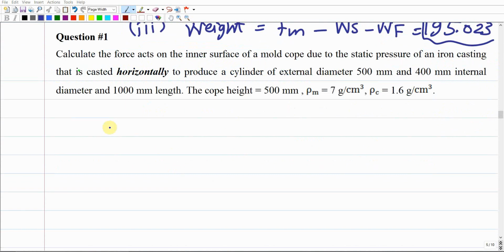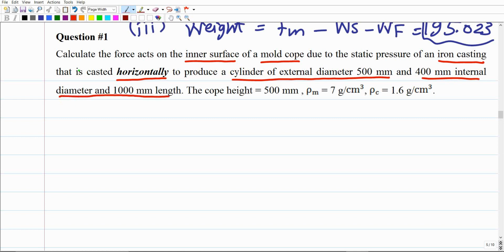So let us move to question number 1 in exercise sheet 4, also on the buoyancy force. It is required to calculate the force acting on the inner surface of a mold cube. So the force acting on the inner surface of the mold cube, or the force acting on the cube, is the buoyancy force. Make sense? Due to the static pressure of an iron casting, the casting is made of iron and is going to be cast horizontally to produce a cylinder of external diameter of 500 millimeter, 400 millimeter internal diameter, and 1000 millimeter length.